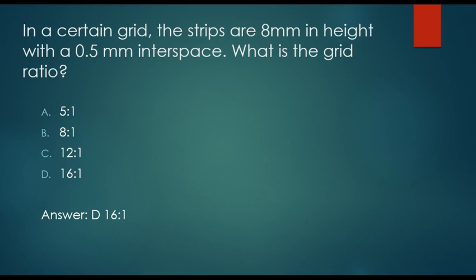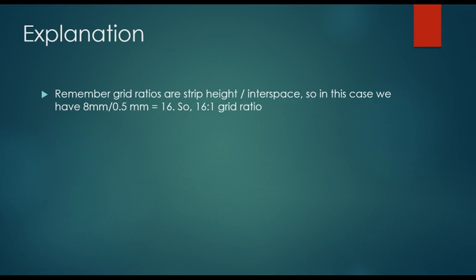All right, in a certain grid, the strips are 8 millimeters in height with a 0.5 millimeter interspace. What is the grid ratio? Now, by the way, I had to convert this problem into word form because it actually had a picture of the grid strips, and it had 8 millimeters high with a 0.5 millimeter interspace. But I didn't really have a way to copy that picture into my PowerPoint, so I just wrote it out in words. Okay, but given all this, and oops, I accidentally let slip that the answer is 16 to 1. So if you jump down to the answer part and got that right, then good job.